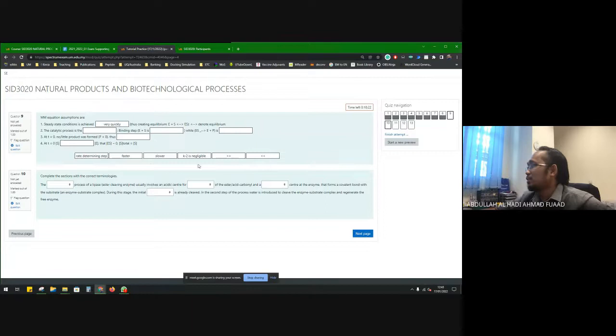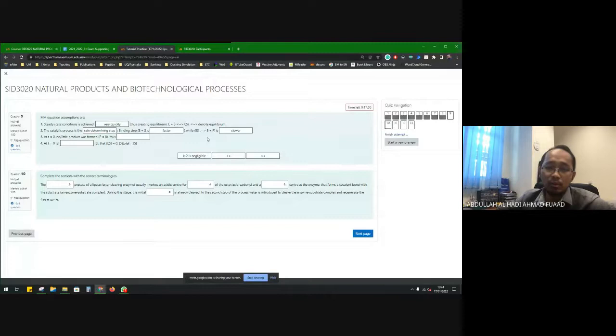You can just substitute each word. And the one that makes sense is the rate determining step, where the binding of E and S is very, very quick, so faster, while ES forming the enzyme and the product is the slower. Okay, so this is the catalytic process, where the catalytic process of an enzyme works. Therefore, it fits the whole sentence. The catalytic process is the rate determining step, which is the slower one.